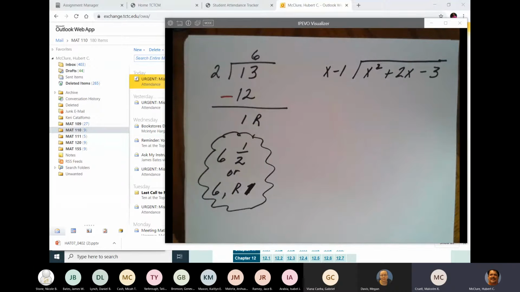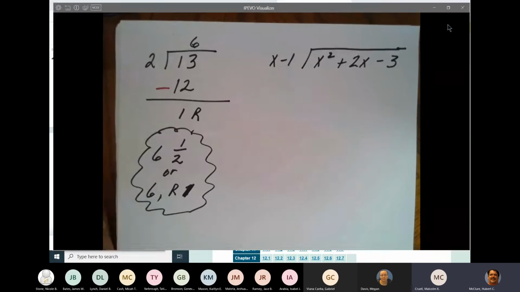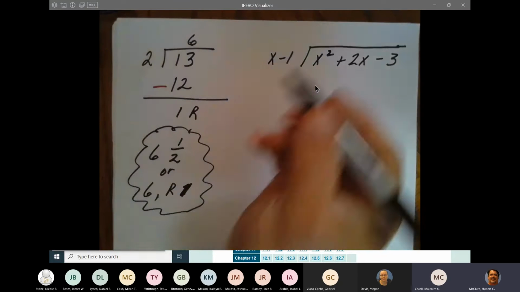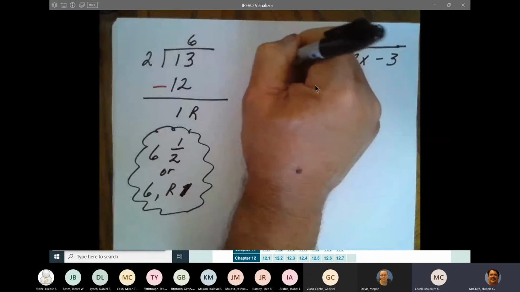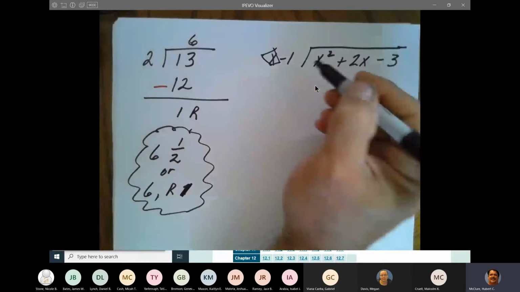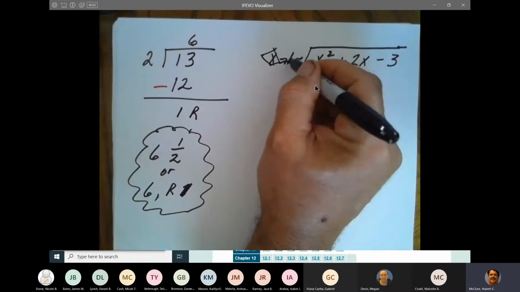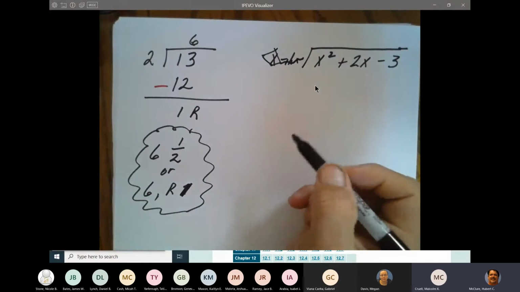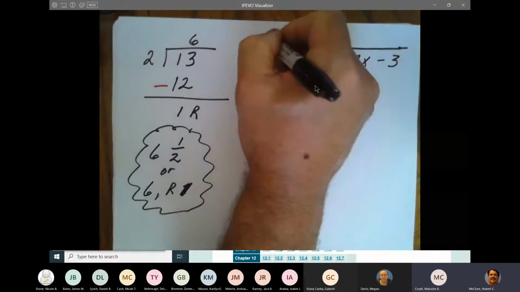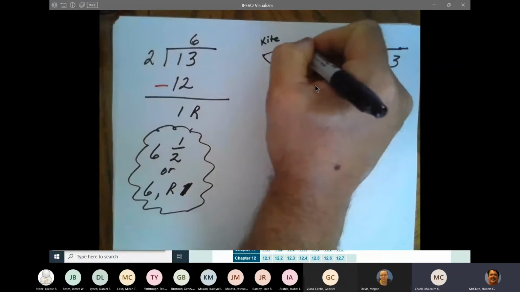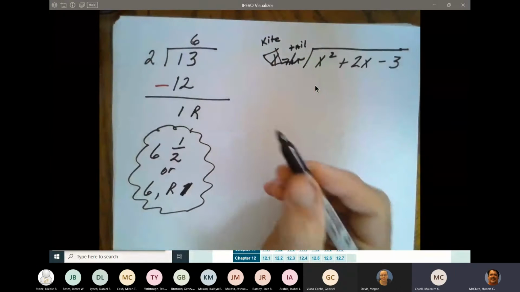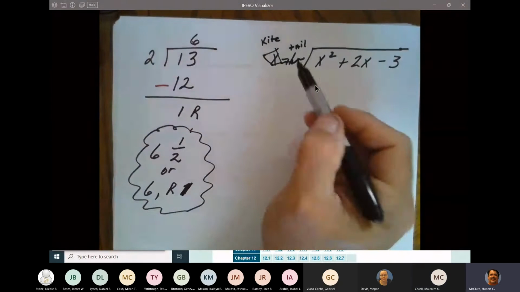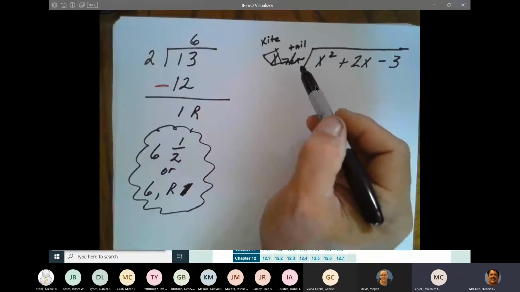Well, I'm going to show you the way I learned it. I would treat x as a kite and the -1 as the tail. Kite and tail. Why? Because wherever the x goes, the -1 is going to follow.